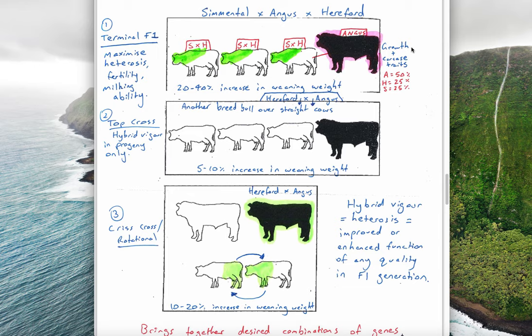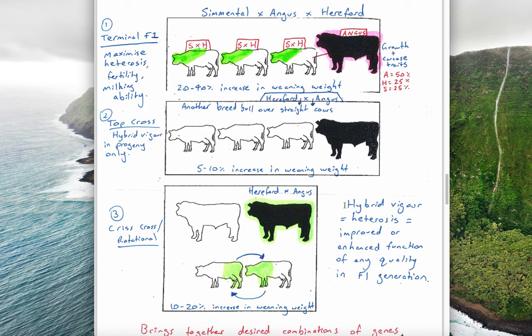And this kind of cross is known for its growth rates and also carcass traits. It's going to maximize hybrid vigor or heterosis, which I'll talk about in a second, maximize fertility and maximize milking ability, and it leads to a 20 to 40% increase in weaning weight of the animal when the calf is weaned, which means it's moving onto solid food and off the mother's milk. It has a 20 to 40% increase in weaning weight compared to, say, an Angus offspring or the offspring of one of these animals. And that's called a terminal F1 because the first generation is the last animal that there will be.